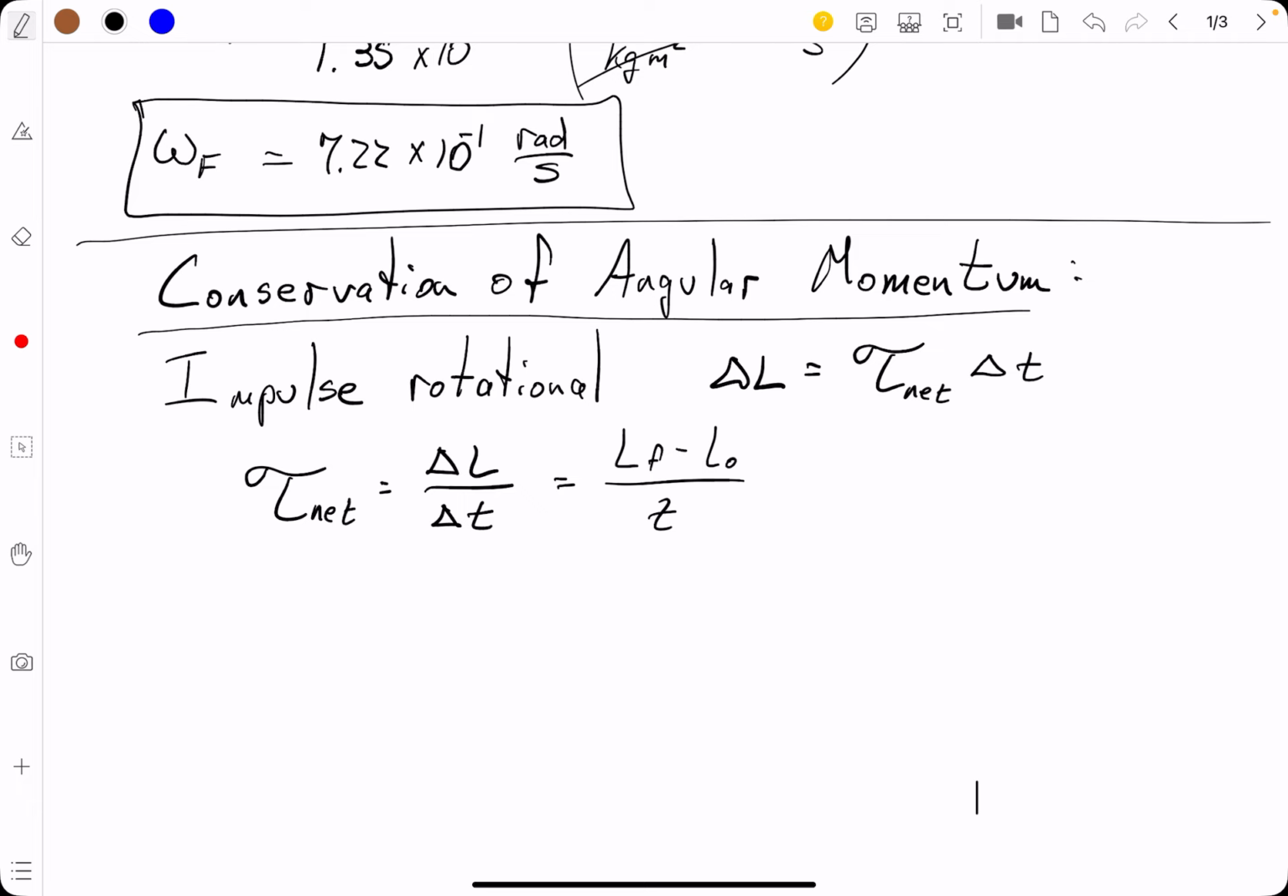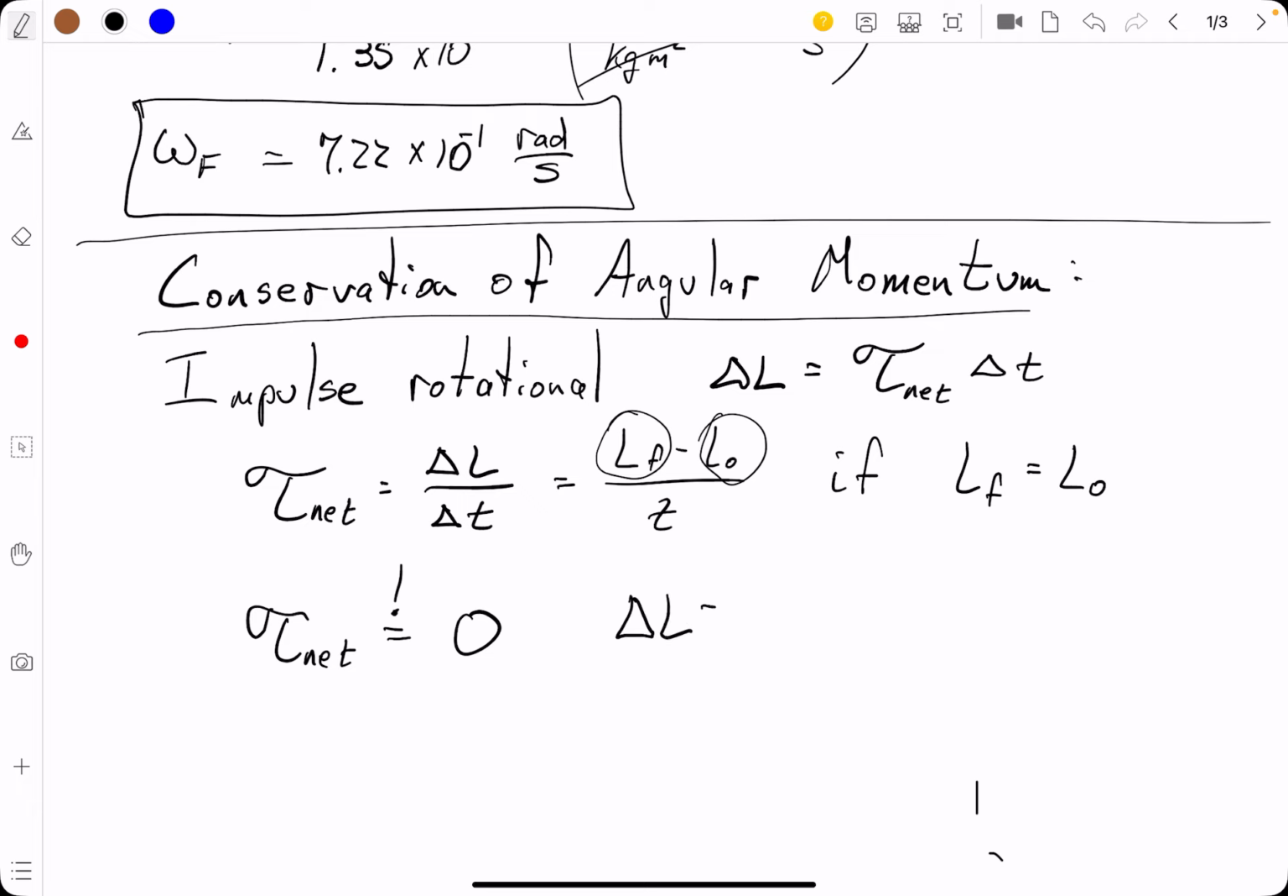Now, if we are conserving angular momentum, so that means that L final equals L initial, our torque net then has to be 0, right? Because we're looking at this final thing and it's equal to the initial thing. That gives us a 0. There's no way around it. So delta L equals 0. Just like the momentum situation.